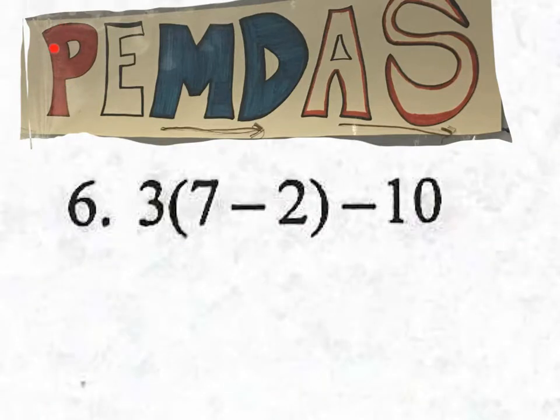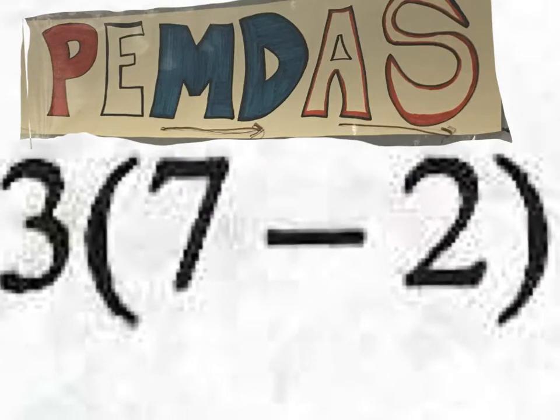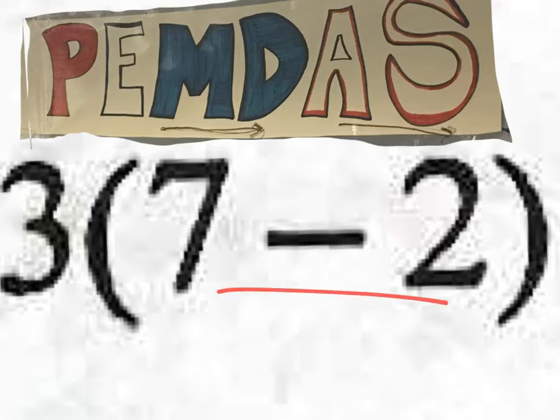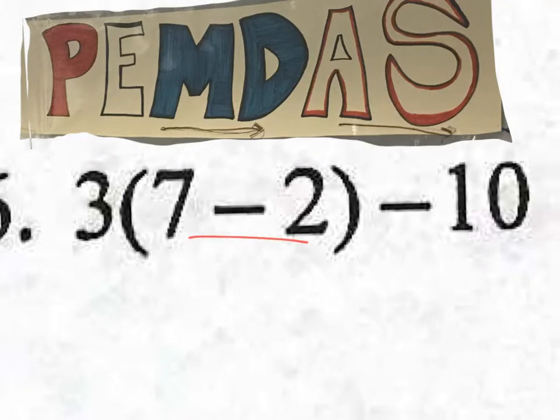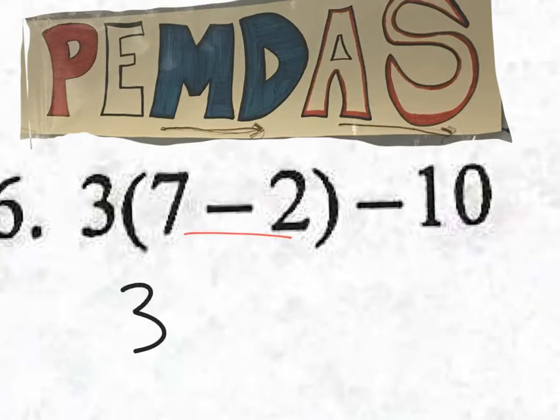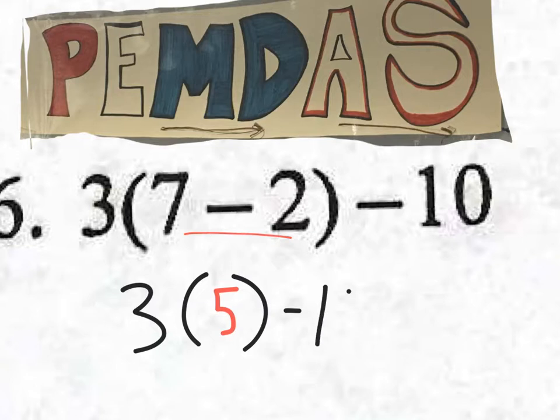Moving on. Is there parentheses? There it is. Okay, so let's zoom in. 7 take away 2. 5. Okay, so this guy's 5. Let me rewrite everything. So 3, parenthesis, we said that that was 5. So it's always a good idea to keep the parenthesis, minus 10 at the very end.